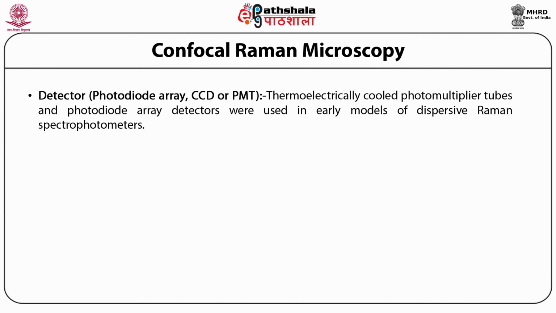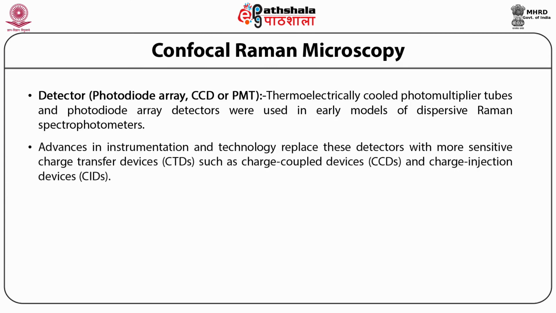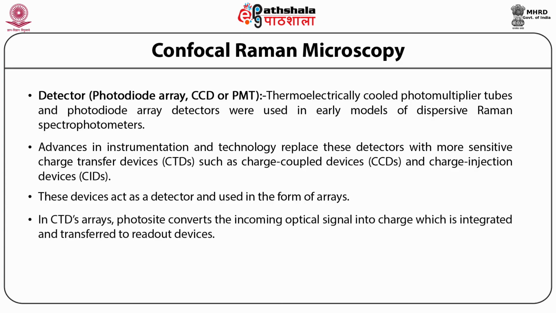Thermoelectrically cooled PMT and photodiode array detectors were used in early models of dispersive Raman spectrophotometers. Advances in instrumentation and technology replaced these detectors with more sensitive charge transfer devices such as CCDs and CIDs. These devices act as detectors and are used in the form of arrays. In CTD arrays, a photosite converts the incoming optical signal into charge, which is integrated and transferred to readout devices.